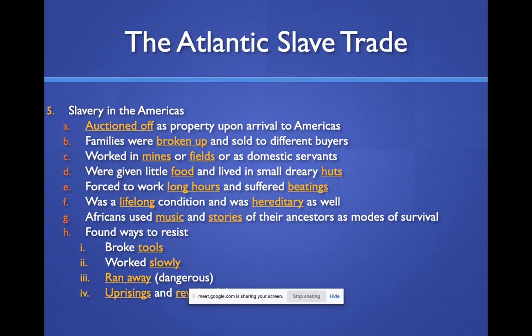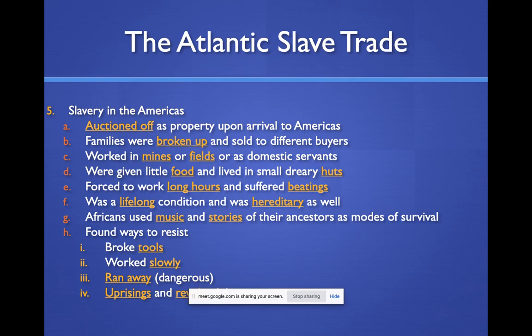When they arrived in the Americas, they were auctioned off as property. They were not auctioned off as human beings. They broke up families. They were sold to different buyers, so children were taken from their parents. They were forced to work in mines, in fields, in homes as domestic servants.